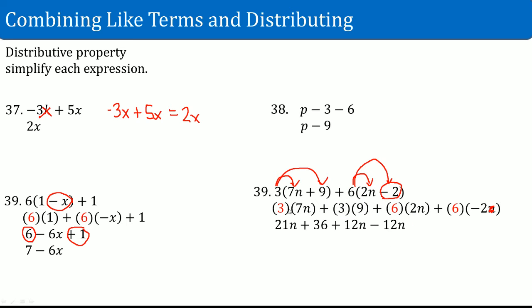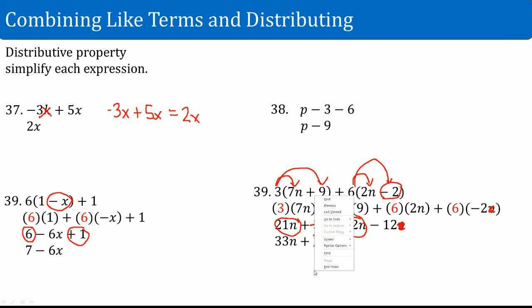This becomes 21n, 3 times 9, which is what? This is wrong. This should be 27. And this should just be negative 12, right? Because 6 times negative 2 is just negative 12. Now you can combine like terms. This and these are like terms, so that should get you a number.